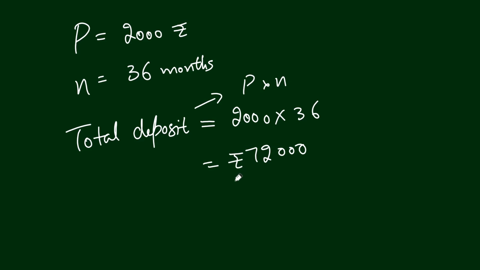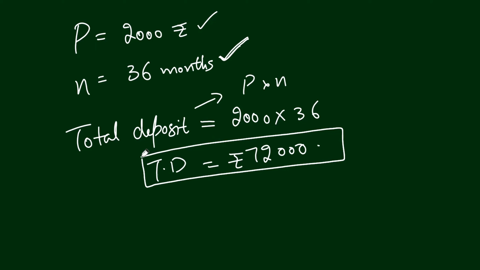72,000 rupees is the amount which is with the bank, and the bank has to return it after the 36 months period. So for 36 months I was depositing 2000 rupees every month. When I calculated 2000 into 36, it's 72,000. So this is your total deposit which is with the bank, and the bank will return it at the expiry, which is also called the time of maturity. That is, for this question, 36 months.